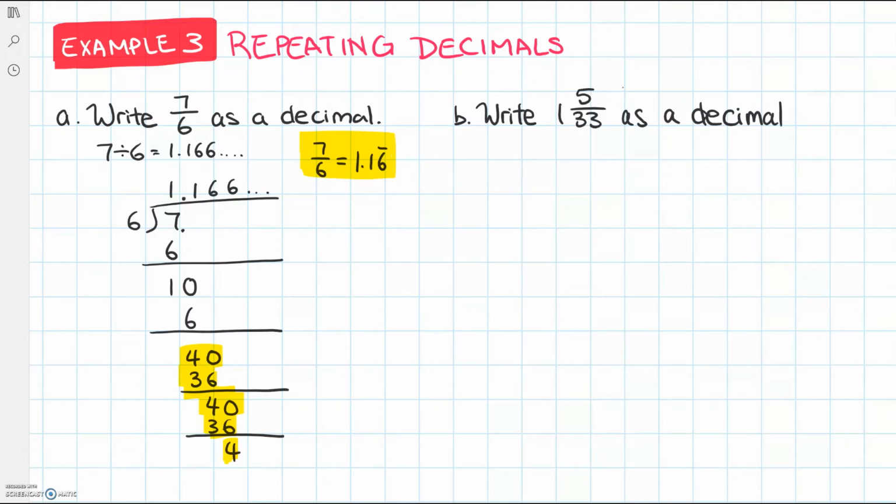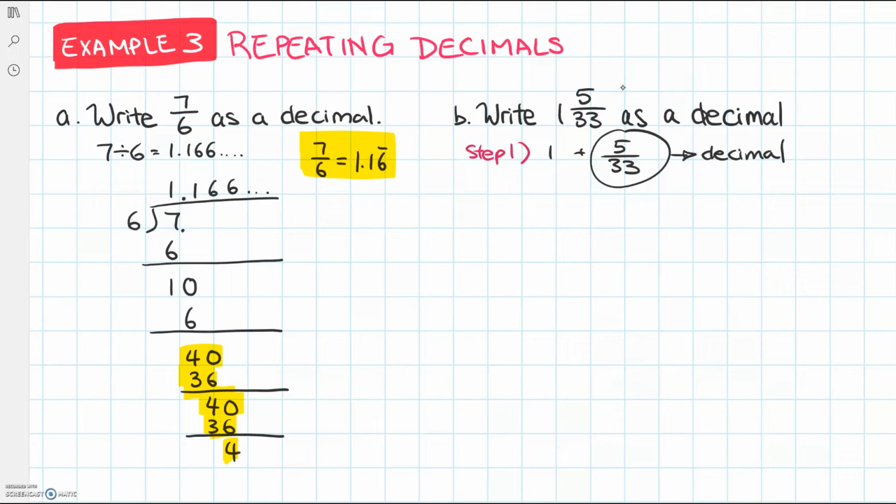The first thing I want to do, step 1. I need to remove the 1 and 1. I'm going to leave it as that, and I'm going to leave it as plus 5/33. Now I have to convert this into a decimal.